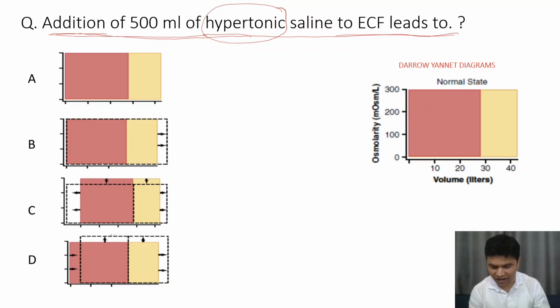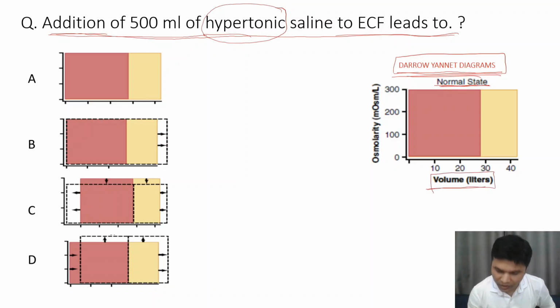So first understand this graph. This is the normal state graph, and this is called the Darrow-Yannet diagram. Just keep in mind that this is known as the Darrow-Yannet diagram. Here you can see volume in liters, and this is the osmolarity. The normal osmolarity we can consider as 300 for theoretical purposes; otherwise it is 292 or 295, but 300 is what we use for calculation. So you can consider 300 normal.